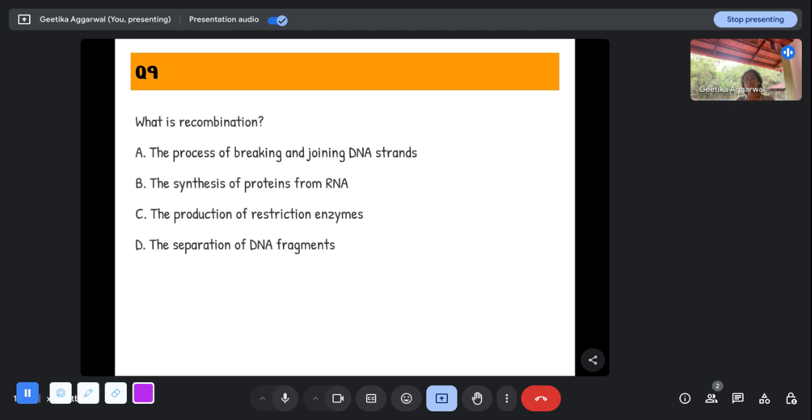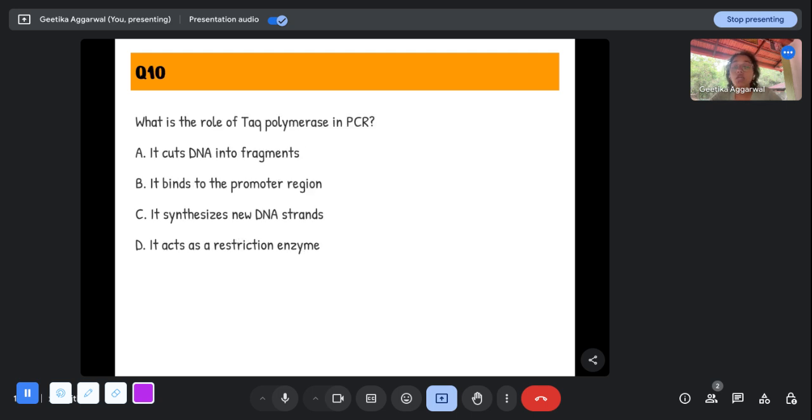Breaking and joining DNA, synthesis of proteins from RNA, production of restriction enzymes, or separation of DNA fragments. The correct answer to this is that recombination is actually the process of breaking and joining DNA strands. So, as we know, we use restriction enzymes to cut up the DNA strands, and then we use ligase to join the DNA strands.